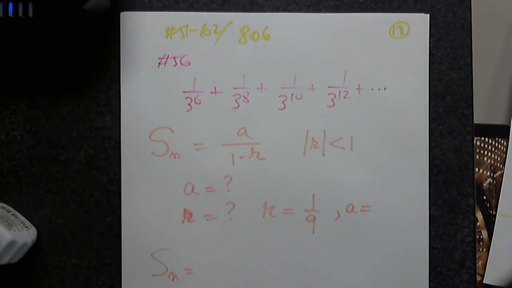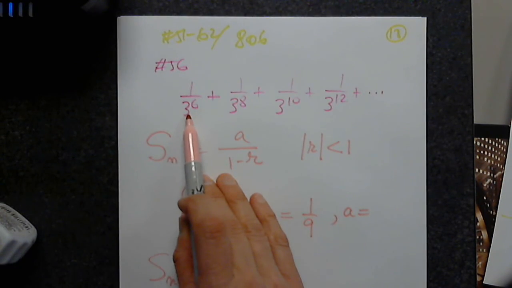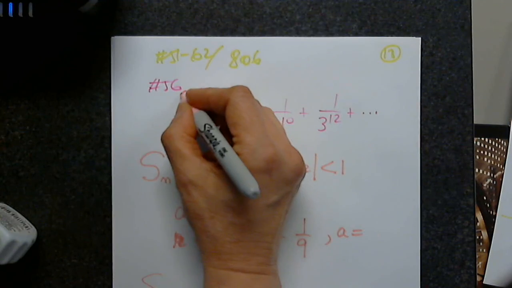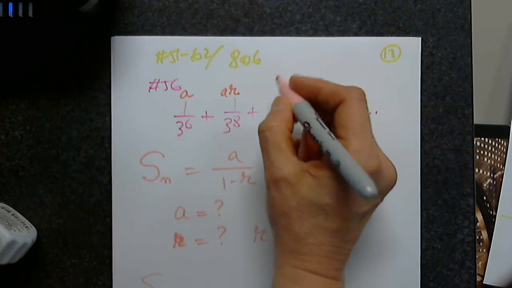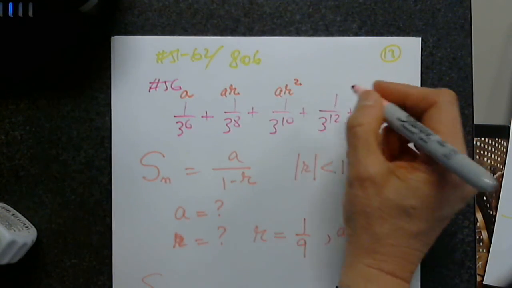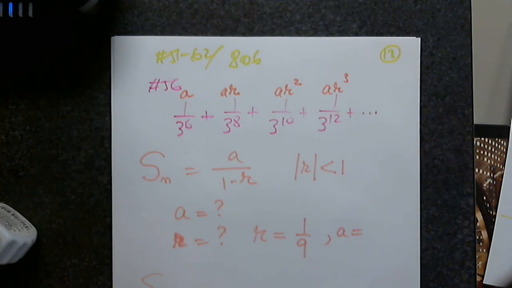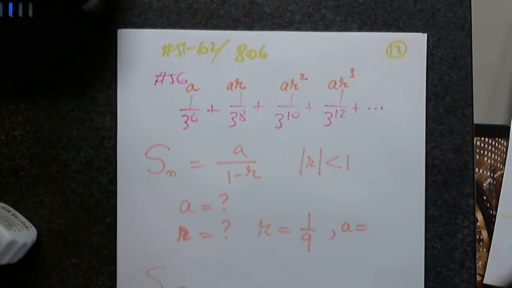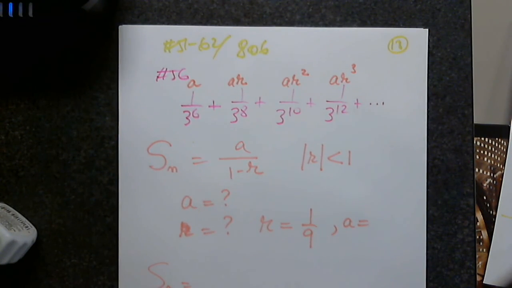So this is A. This is A times R. This is A times R squared. This is A times R cubed. It always starts with A, right? If it's a geometric series. Yes. Sometimes it depends. We may have to factor out something.